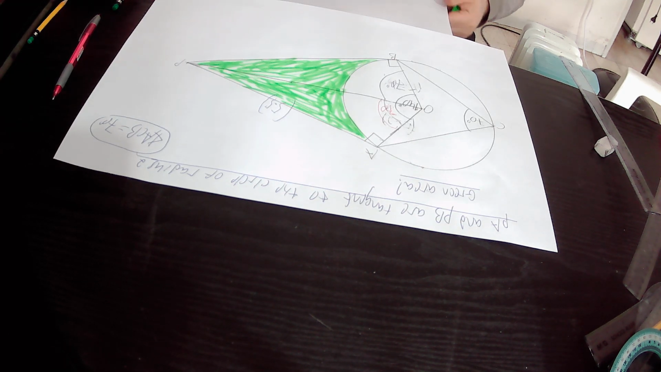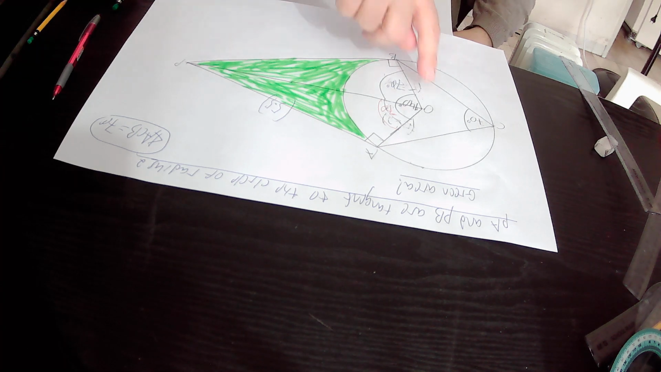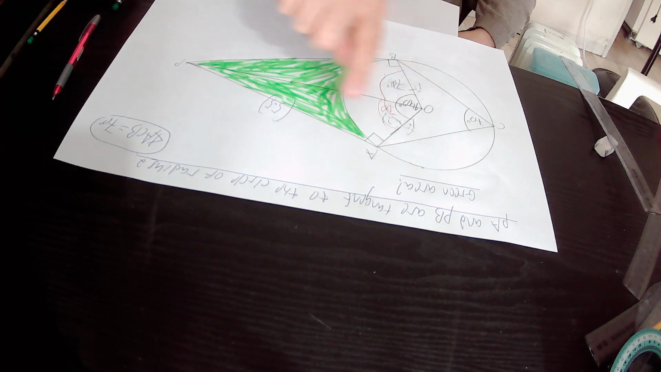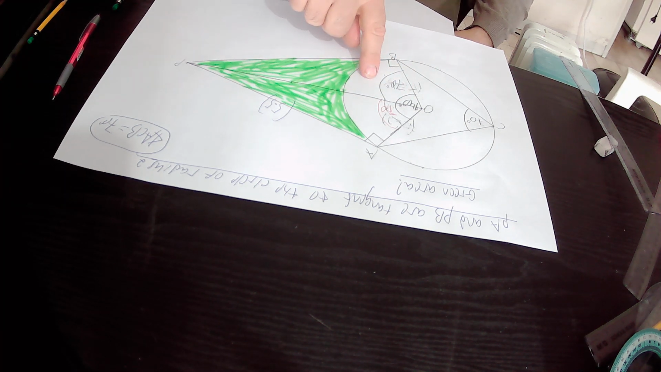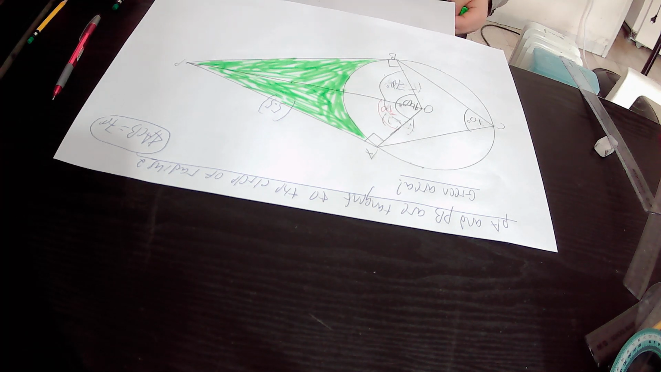Repeat again. The area of quadrangle AOBP is actually the sum of the areas of the right upper triangle AOP plus the right lower triangle BOP. So the area of quadrangle AOBP minus the area of this sector AOB will give us the area of this green shape.